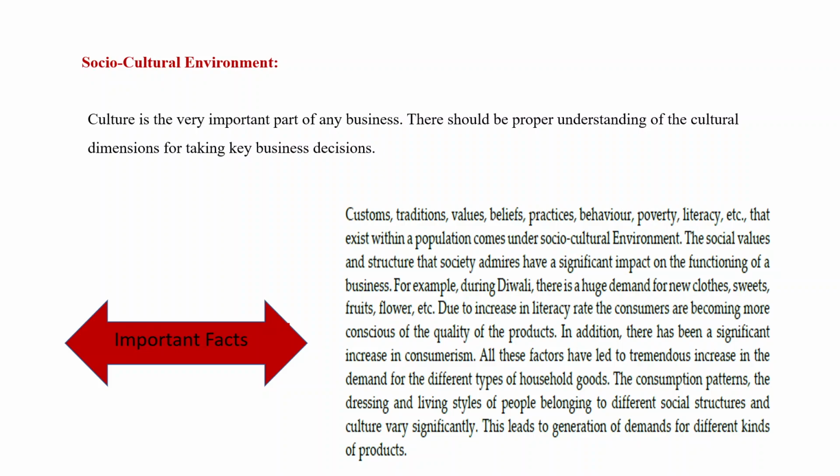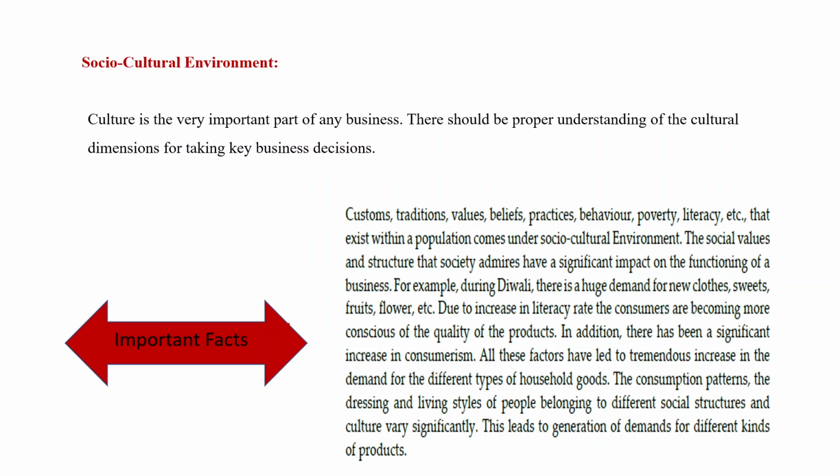So if you are going to manufacture products and do business in any particular country, you have to go through the customs, the traditions, and the belief system of that country. You have to sensitize your whole team and yourself with all the traditions that prevail in that country, just to satisfy the needs and wants of the consumers of that country. So that's why the socio-cultural environment plays a crucial role.